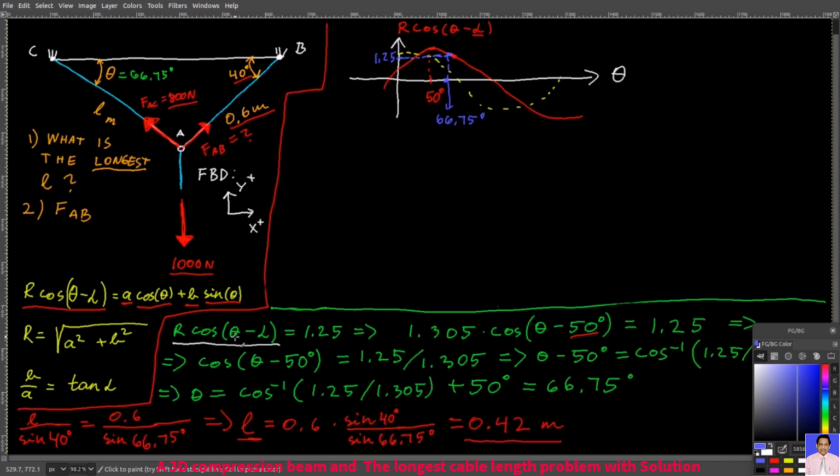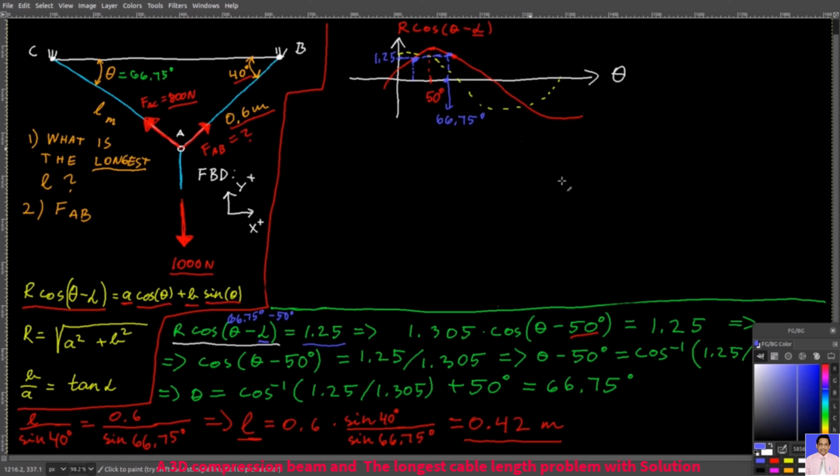And it gave you this value, 1.25. Because remember, r times cosine of theta minus alpha equals 1.25. So cosine here would be 66.75 degrees minus 50 degrees, which is alpha. And that gave you 1.25. So this point here gives you 1.25. But there is another point that gives you 1.25. And it's this point here. You see? This one also gives you 1.25.